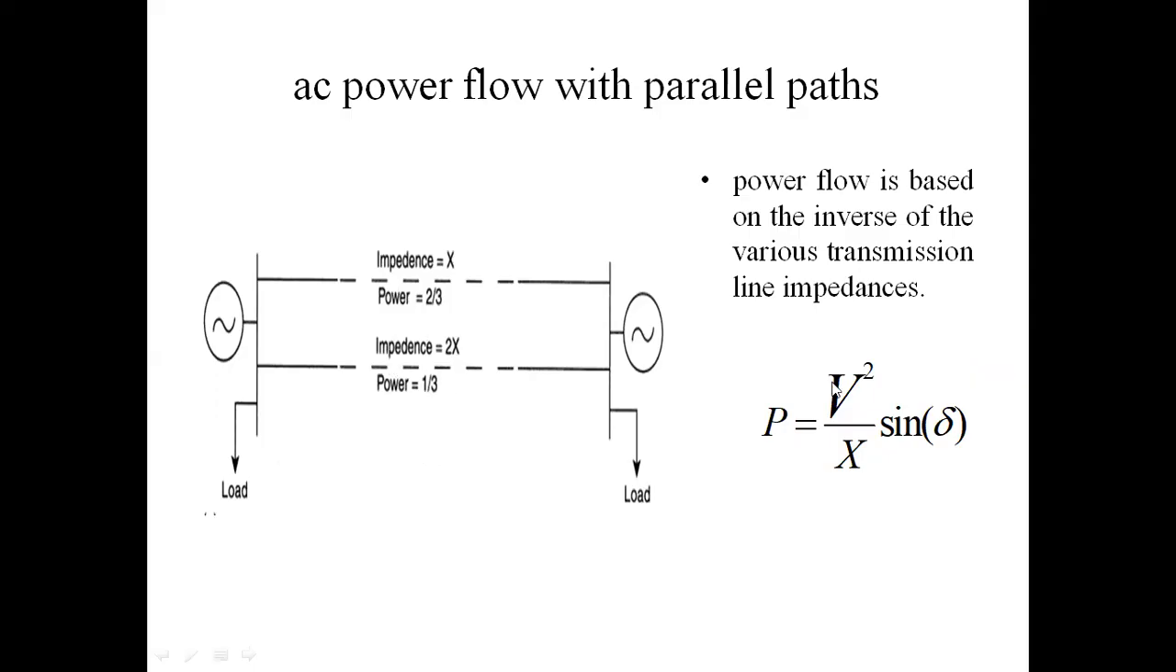The formula for power flow in transmission lines is P = V squared by X sin delta. Power is inversely proportional to impedance. Observe here, the impedance value is X. When there is less impedance, the power flow capacity is high, 2/3. When the impedance is increased to 2X, the power flowing in this transmission line decreases. Power flow is based on the inverse of the various transmission line impedances. This is the basic concept of power flow in transmission lines: P = V squared by X, sin delta.